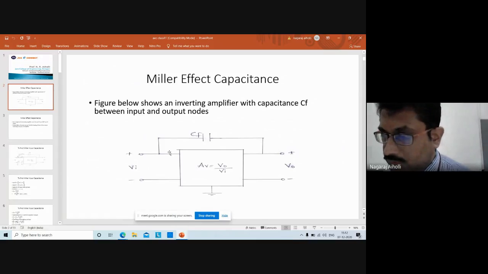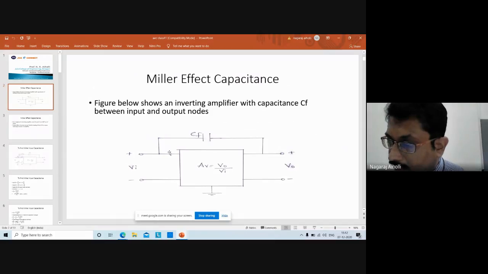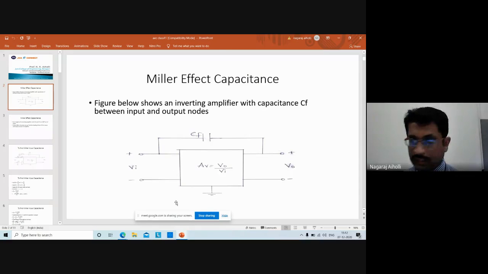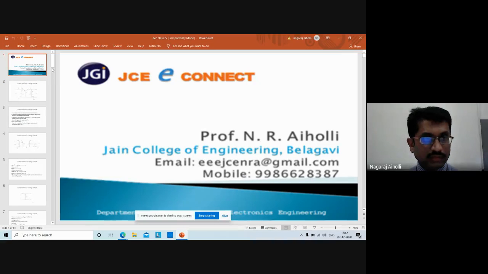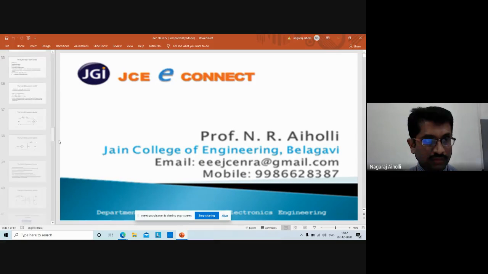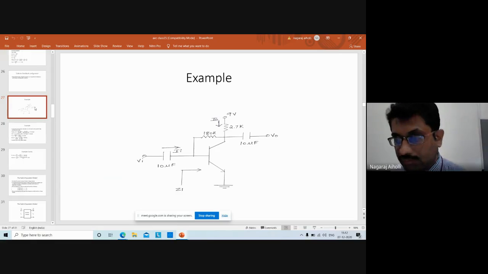The next question, question number 8, is a numerical. So let us solve that numerical. This is the numerical which is given in question number 9.